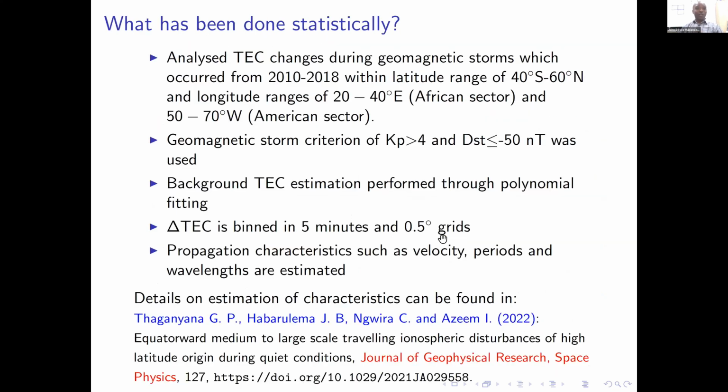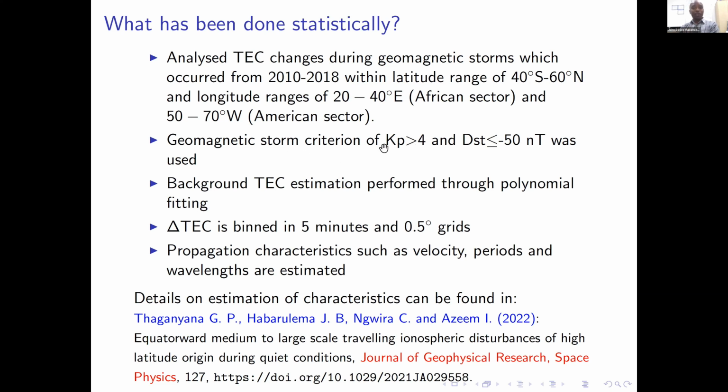Okay, so what have we done on a statistical basis to try and quantify how often we see this and what is the driving mechanism? We looked at TEC changes during storm conditions, which occurred from 2010 up to 2018. We are looking at two longitudinal sectors. Between 20 to 40 degrees east, which is the African sector, and between 50 to 70 degrees west, which is the American sector. These longitude sectors are chosen carefully, with a width of 20 degrees, to ensure that we don't have significant local time changes.